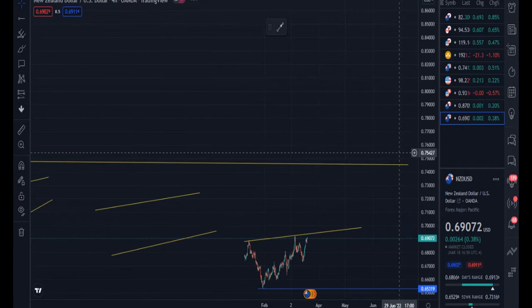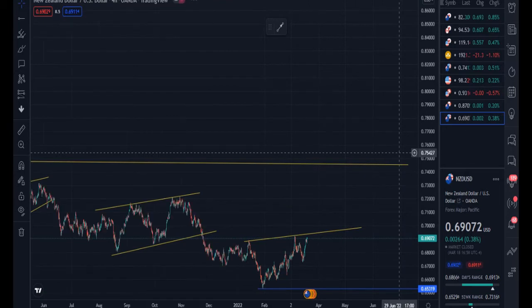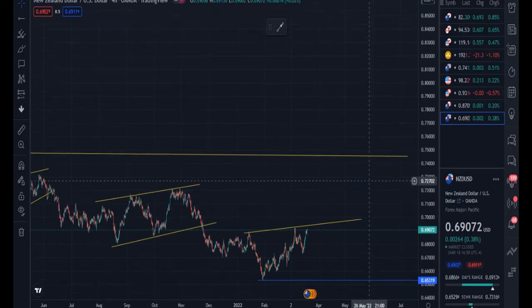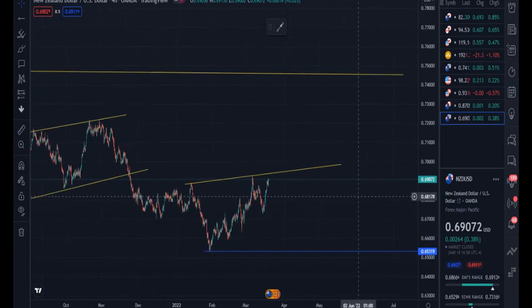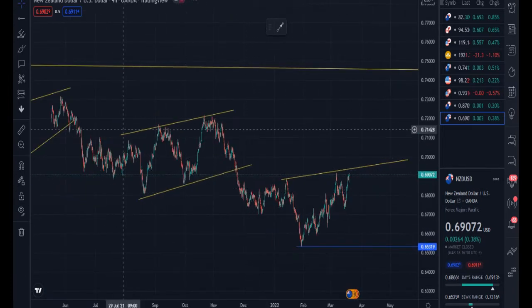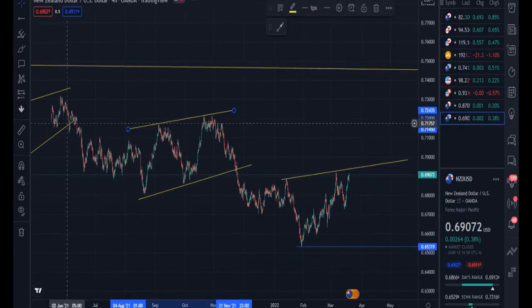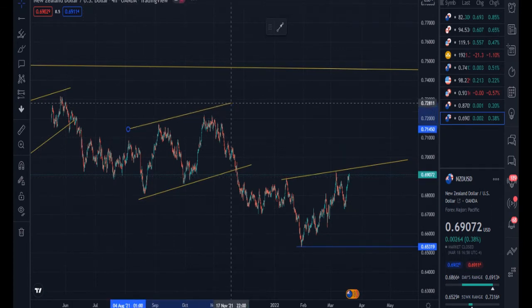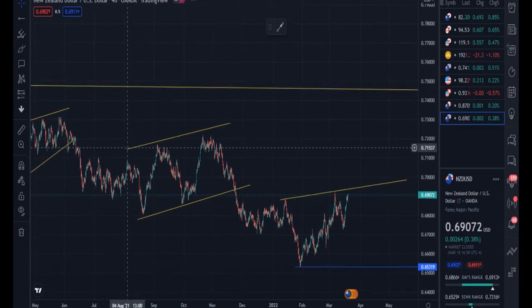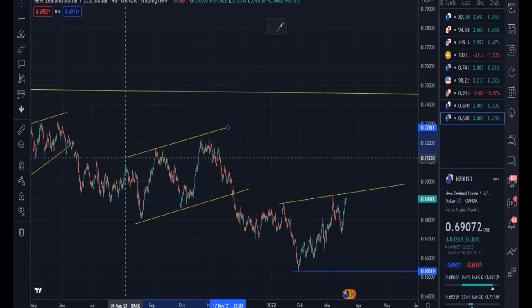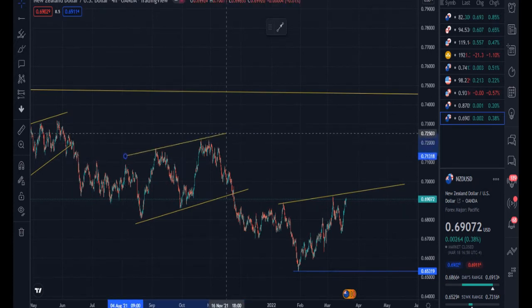So here I am at the 4 hour. From what I can see on the 4 hour here, we had this big impulse correction. Okay, let's go adjust it.